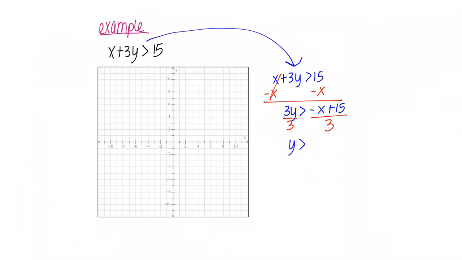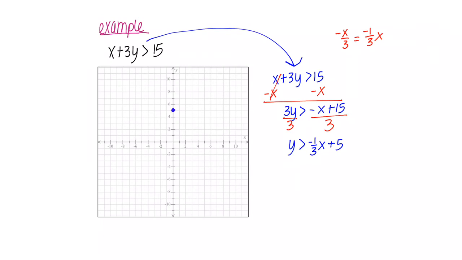You get y is greater than, now this is negative x over 3. Negative x over 3 is the same thing as negative 1/3 x. Okay. So this is negative 1/3 x. And then 15 divided by 3 will be 5, so plus 5. So y is greater than negative 1/3 x plus 5.